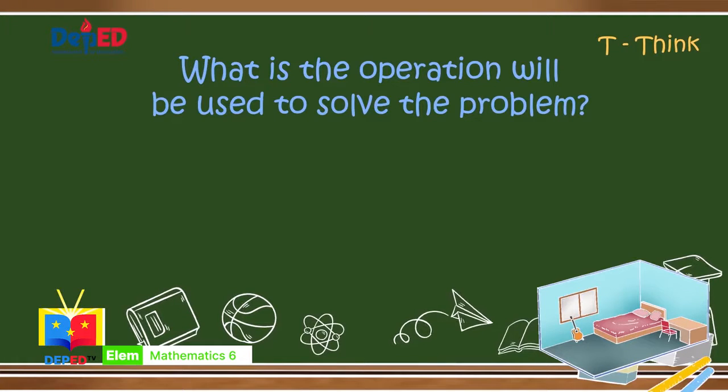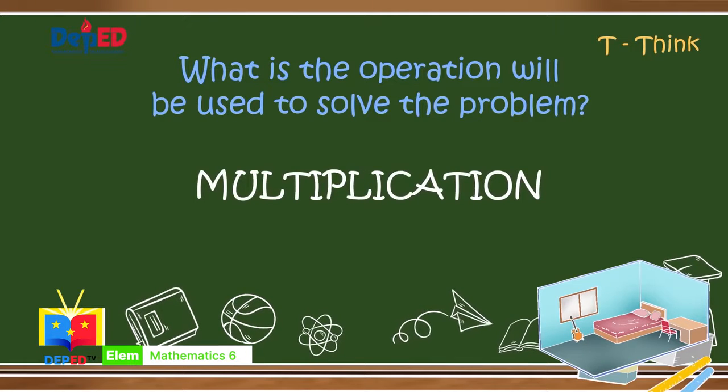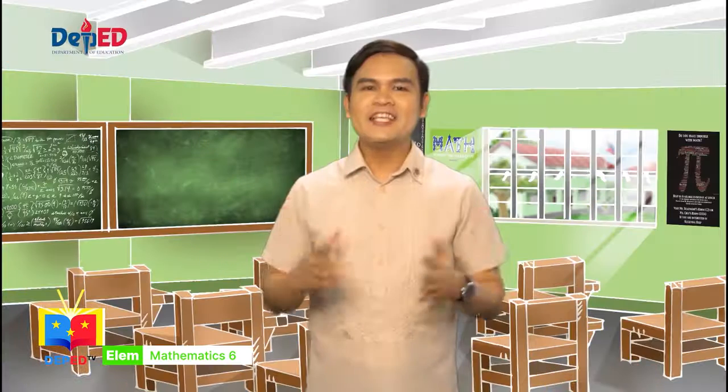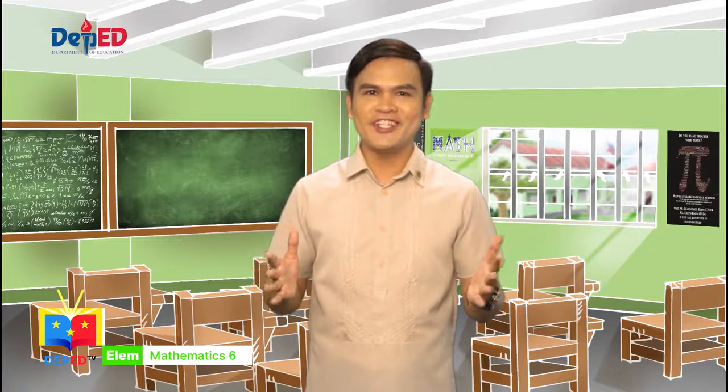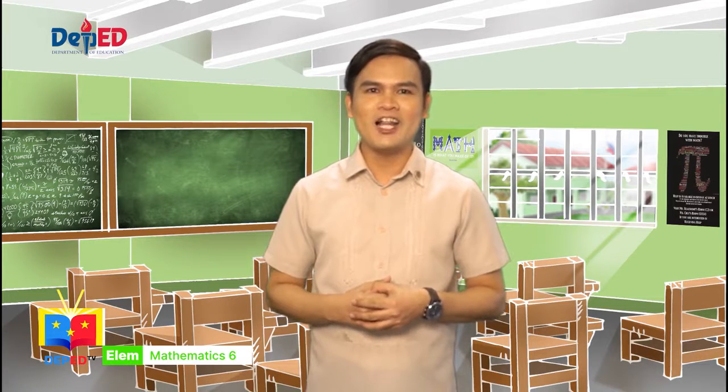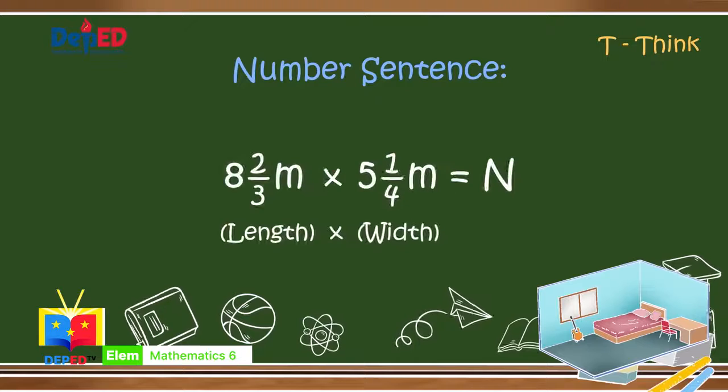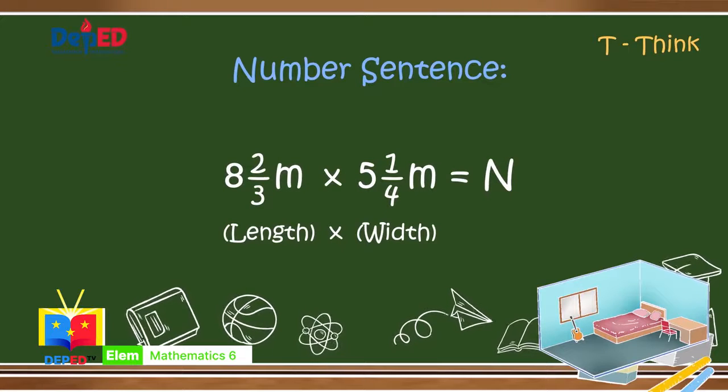Exactly. From the keyword area, which means you are going to multiply the length and the width. Therefore, the operation is multiplication. Since we already know the operation, let's create a mathematical or number sentence. By multiplying the length and the width, we have 8 2/3 meters times 5 1/4 meters equals n.